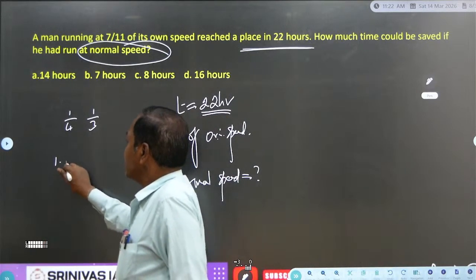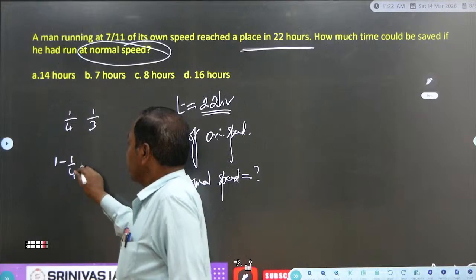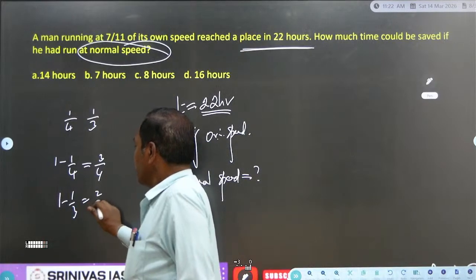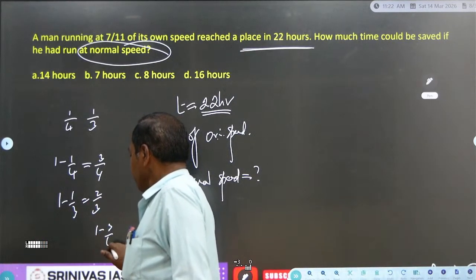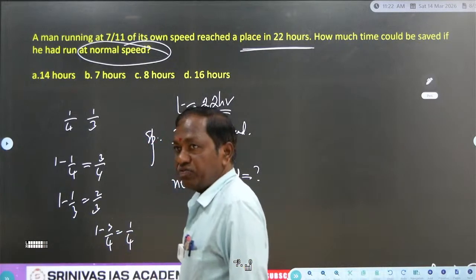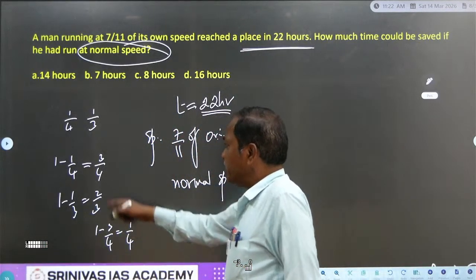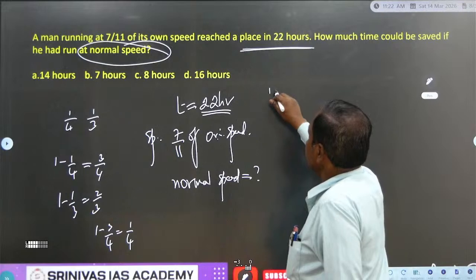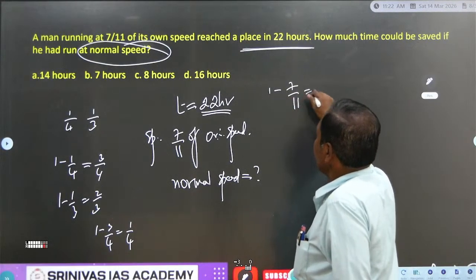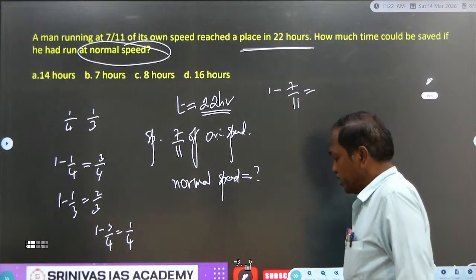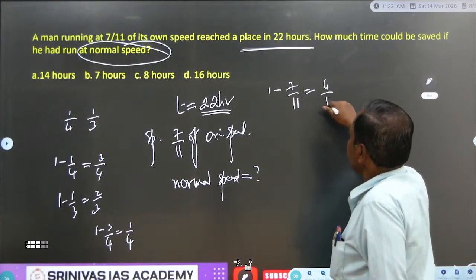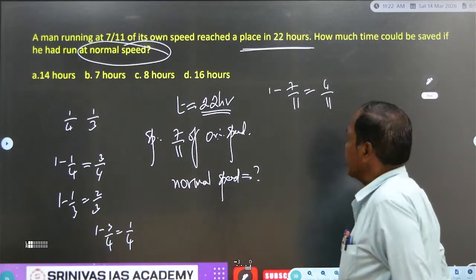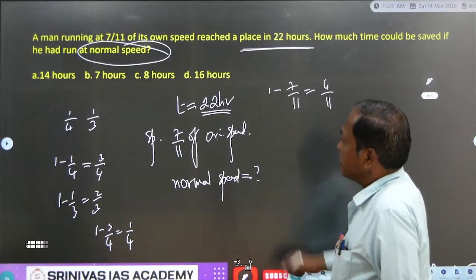Like 1 minus 1 by 4 means what is the balance? 3 by 4. 1 minus 1 by 3 means 2 by 3. 1 minus 3 by 4 means 1 by 4. So without doing LCM, we can arrive at it using the difference between the numerator and denominator. Now 1 minus 7 by 11: the difference between the numerator and denominator is 4, so 4 by 11. 7 by 11 plus 4 by 11 is equal to 1. So 4 by 7 extra time has been taken.